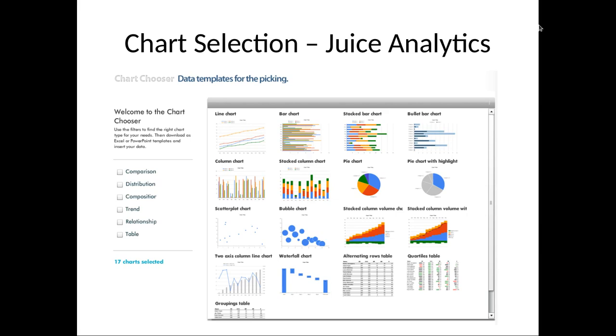Juice Analytics provides a good tool. It's a very good tool to choose and select the most optimal and best visualization tool or chart. Here you can just choose by clicking the type of data or the purpose of the visualization, and it would give you a list of different visualizations or charts.